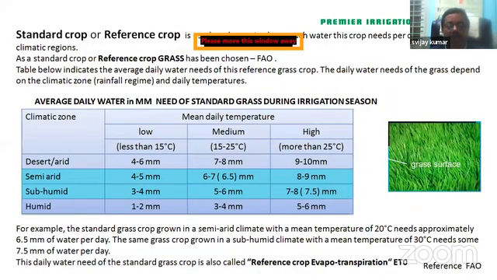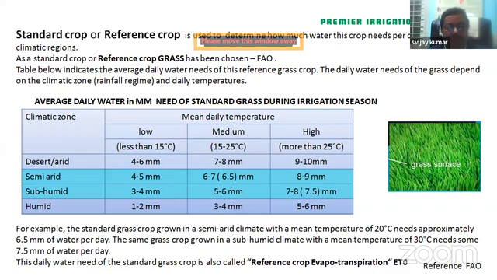Now, in order to understand this in greater detail, the Food and Agricultural Organization has given that when we have to do this calculation, we have to take a standard or a reference crop. The standard or reference crop is basically a grass surface. As per the Food and Agricultural Organization, they have classified the climatic zones into desert or arid, semi-arid, sub-humid and humid. And based on the temperatures, if you have the mean temperature less than 15 degrees, it will be a low temperature. If it is between 15 to 25, it will be a medium temperature. And if it is more than 25 degrees, it will be a high temperature.